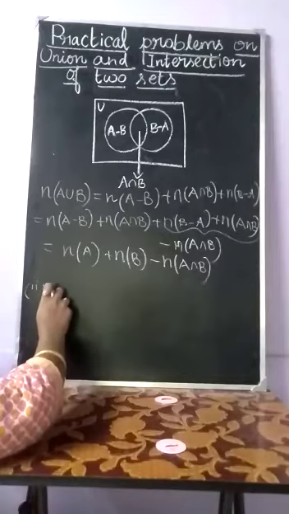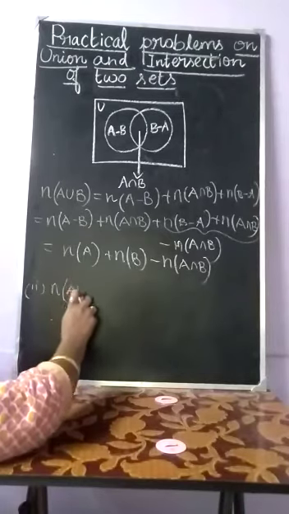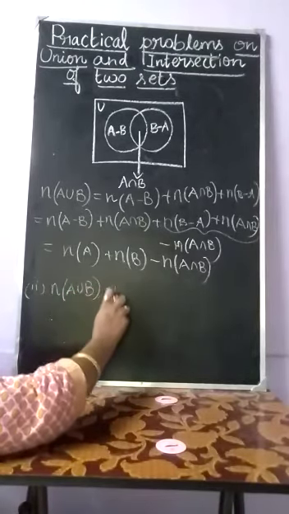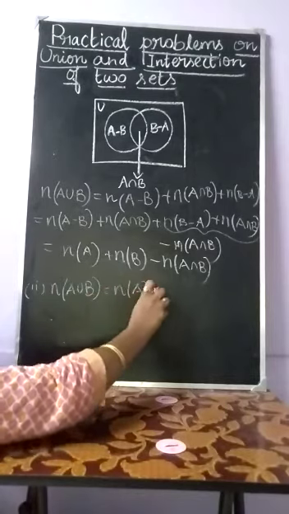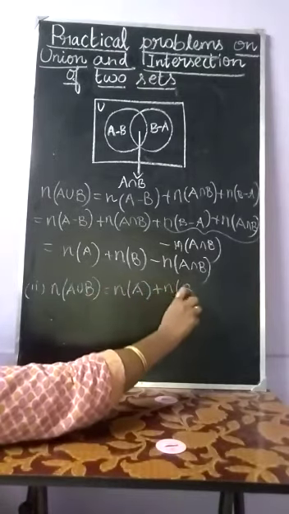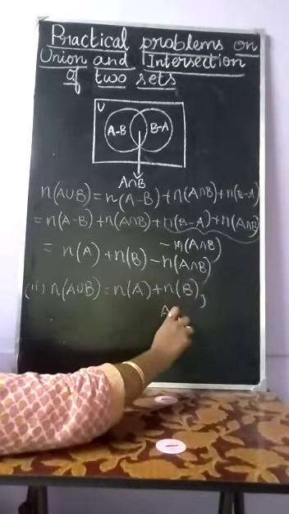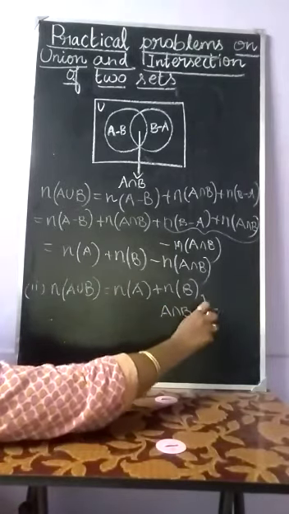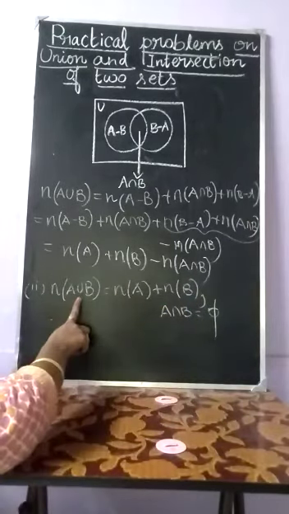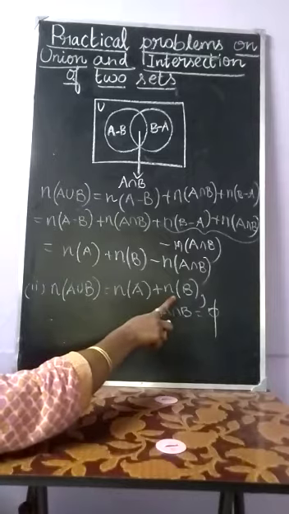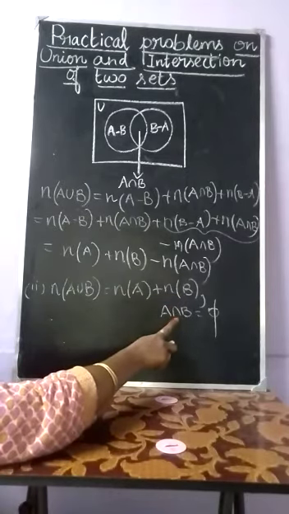Okay. So, n of A union B is equal to n of A plus n of B. Then A intersection B equal to empty means we directly write n of A union B equal to n of A plus n of B. At that time, the A intersection B value is empty.